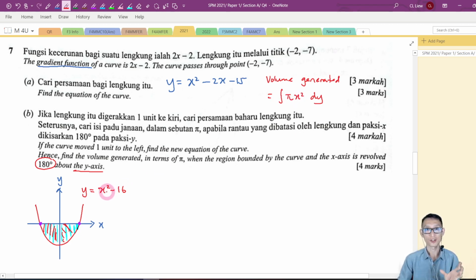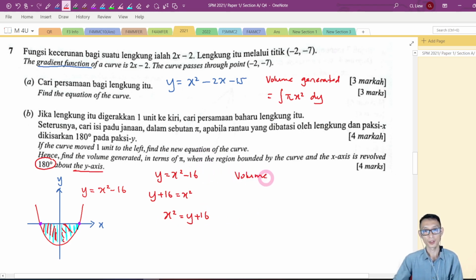Therefore, I'm going to change the subject here. I'm going to rearrange all the terms. y is equal to x squared minus 16, and I'm going to move this negative 16 over here. It becomes y plus 16 is equal to x squared. Now I know that x squared is equal to y plus 16. So for the next step, you need to be extra careful.